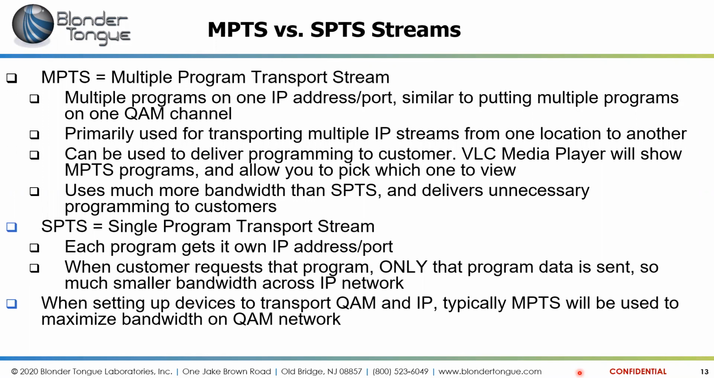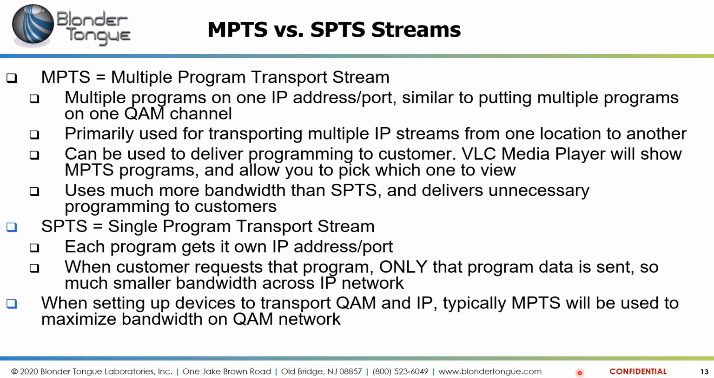Okay, but now think about this. I've got my VLC media player open on my laptop and I'm watching Discovery Channel. Well, I'm receiving Discovery Channel, History Channel, and whatever else, two or three other programs all at once. So I'm receiving the bandwidth of four or five different programs, but I'm only watching one of them. So it's using up much more bandwidth on our system.